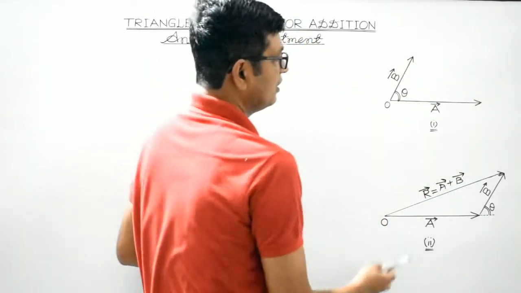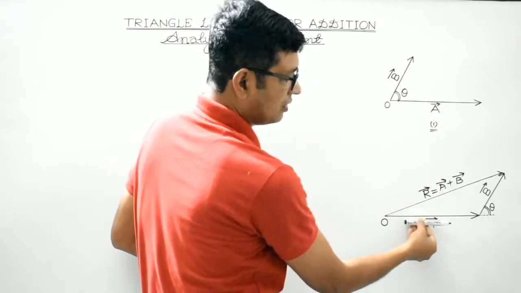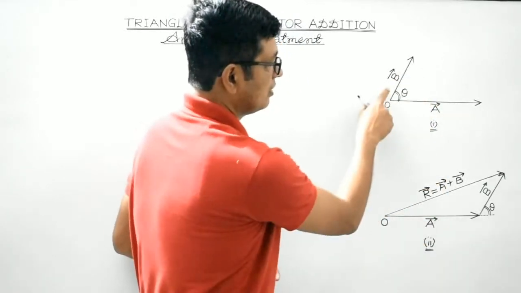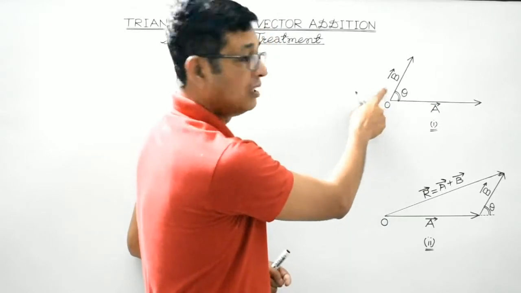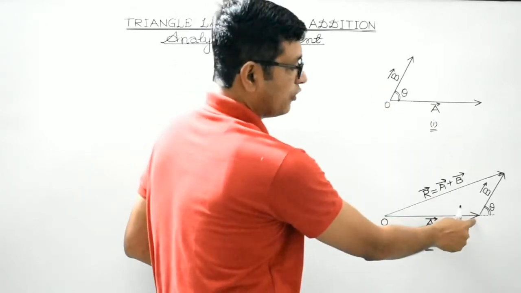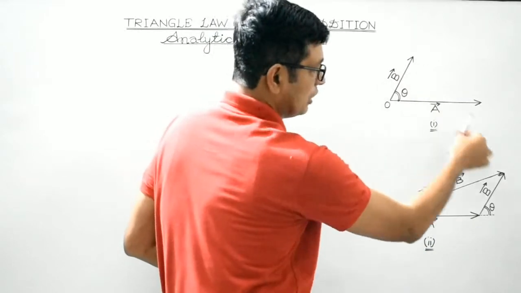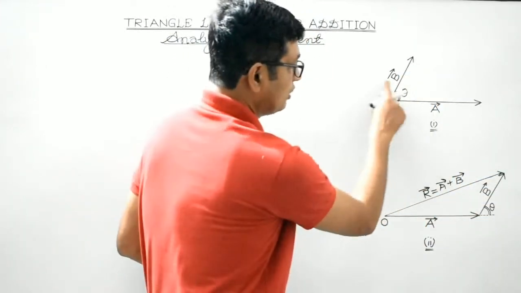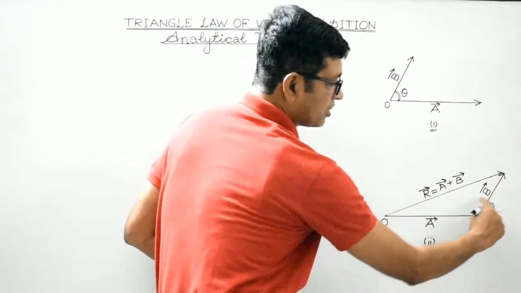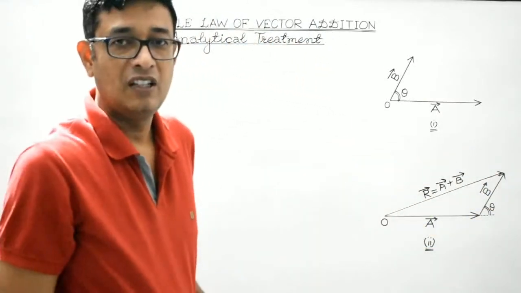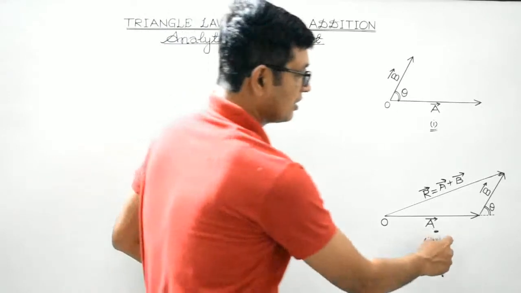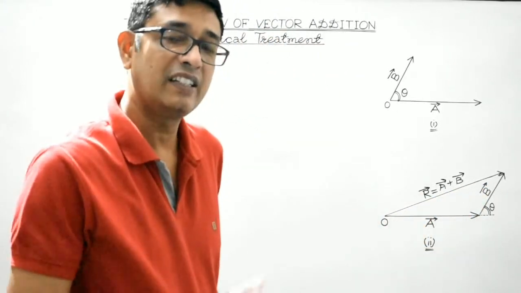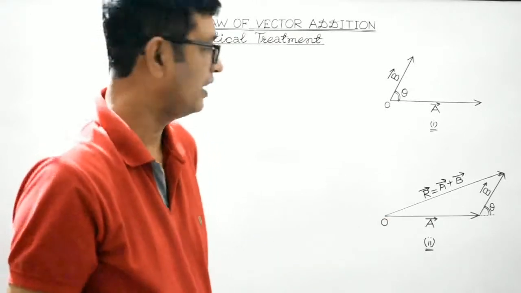So here, this is vector A. Now I have joined the tail of B vector with the head of A vector. So these are the two vectors represented by the two sides of a triangle taken in the same order. In such a case, the resultant is given by the third or closing side of the triangle taken in the opposite order, right?